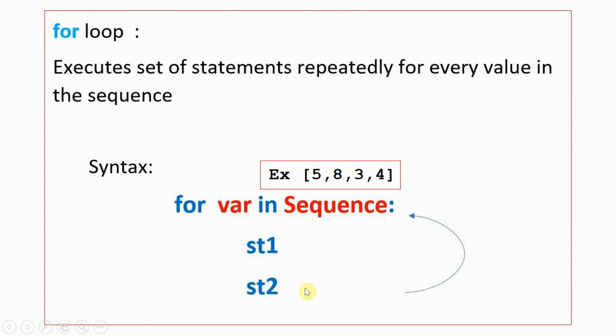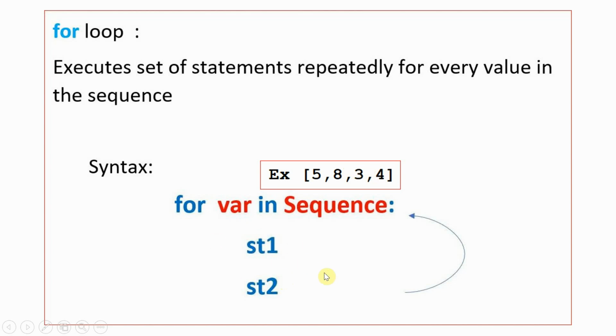After finishing that, again it will go back. Now it takes the next value from the sequence, 8. 8 will be stored in the var variable. Then again statements 1 and 2 will be executed. After finishing that, again it will go back and take the next value in the sequence, that is 3. 3 will be assigned to the variable. After that, again statements 1 and 2 will be executed a third time.